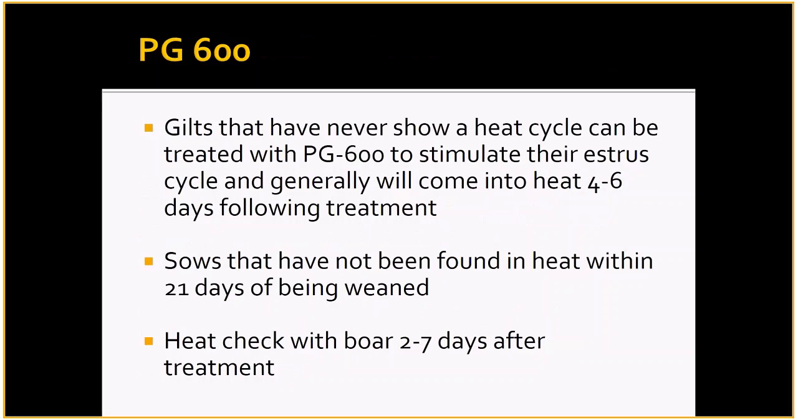So essentially what that means is gilts that have never shown a heat cycle can be treated with PG600 to stimulate their estrus cycle. They generally come into heat 4 to 6 days following treatment. Again, that's the average, right? We're also using this on sows that have not been found in heat within 21 days of being weaned. Regardless, the average is 4 to 6 days, but you should still be heat checking, I would say at least even 2 days after, just to get the ones that are probably going to cycle anyway, or are cycling earlier with this treatment.